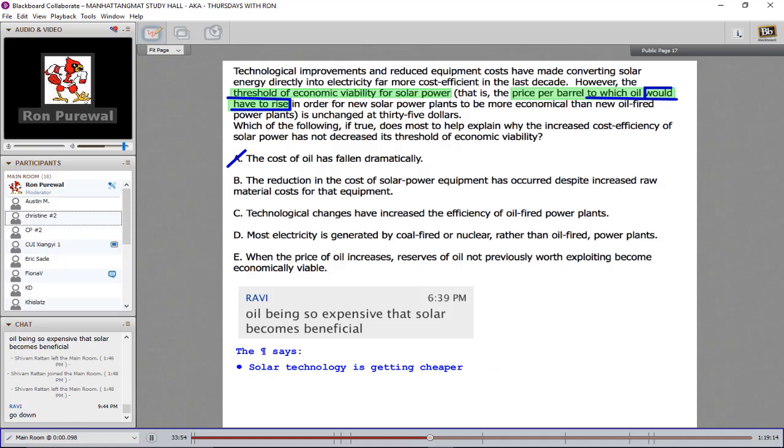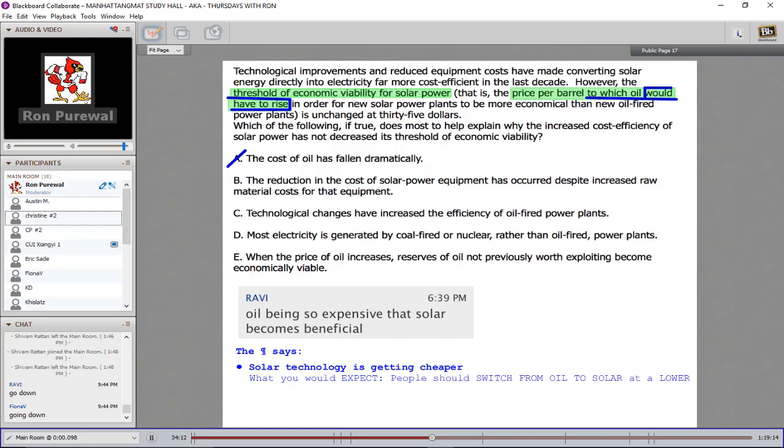Yeah. What you would expect is people would switch from oil to solar at a lower threshold value. Smiley face if that makes sense. So what's the only way that this could not happen? What's the only other variable that plays into this?